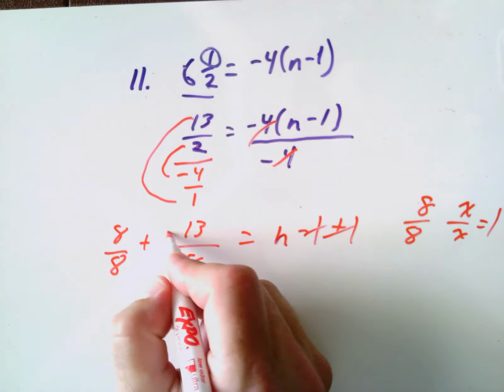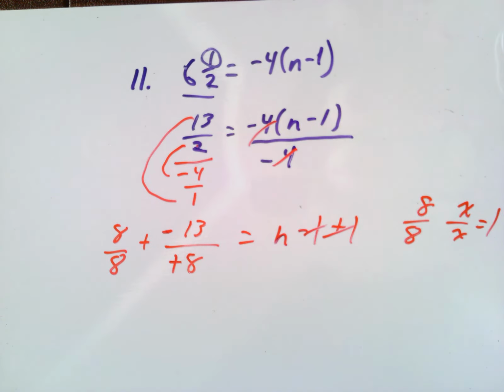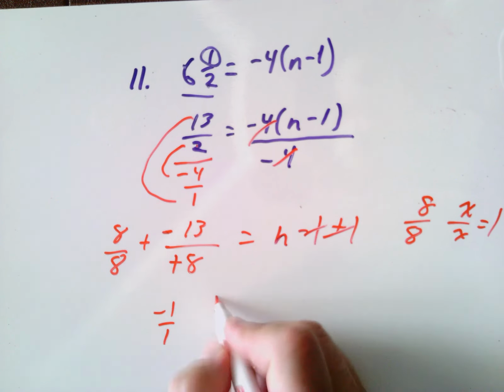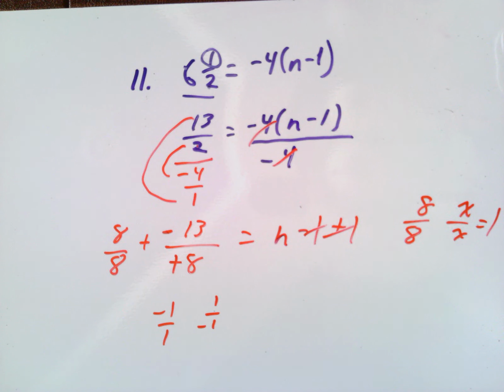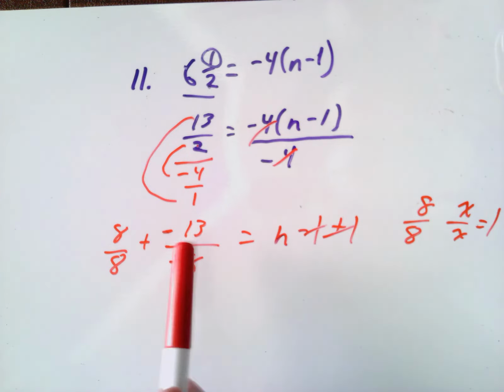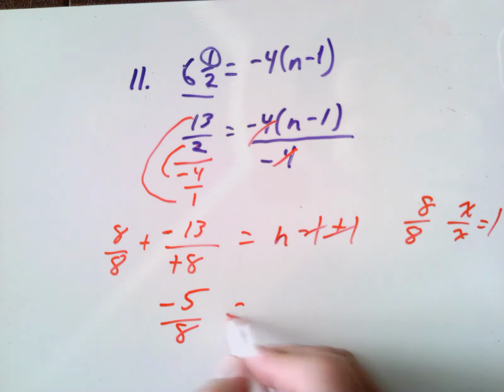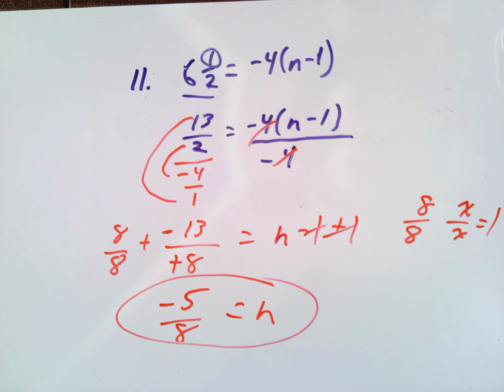Now, cool thing about -1, I can move the negative up to the denominator because that number is -1 and this number is -1. So I'm allowed to move that negative sign around. Let me erase that. So now 8 minus 13. 8 minus 13 is -5. The denominator stays, and I'm left with n. So the correct answer is -5/8.